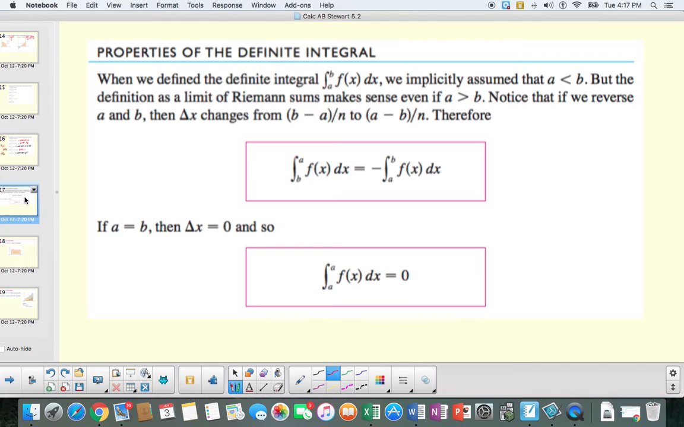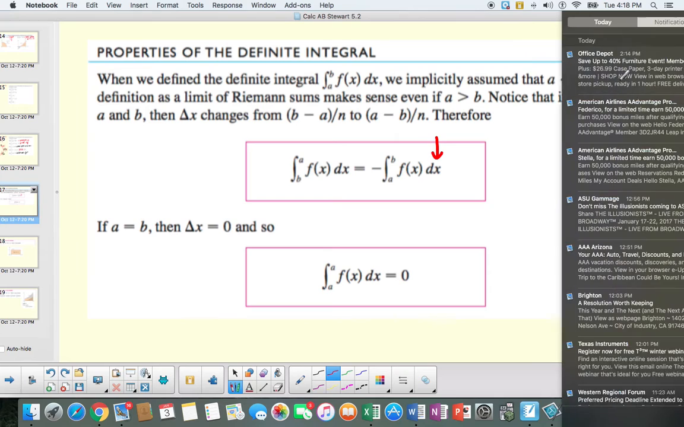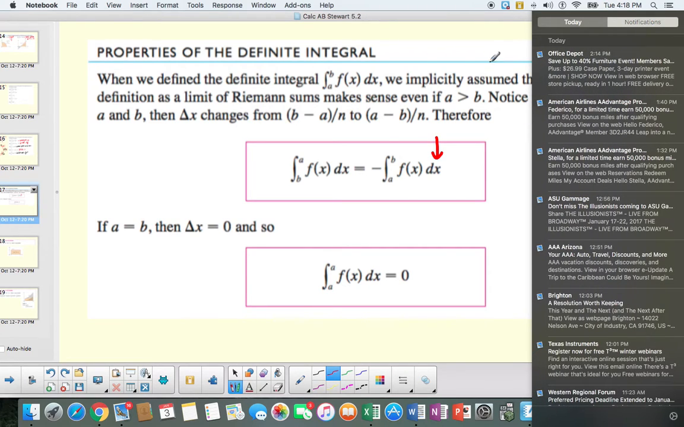All right, let's take a look at some properties of definite integrals. Let's take a look at this definite integral from b to a. If you change the limits of integration from a to b, if you switch them, then what you're doing is changing the sign of the width. You're going in the opposite direction, which changes the sign of the whole integral.